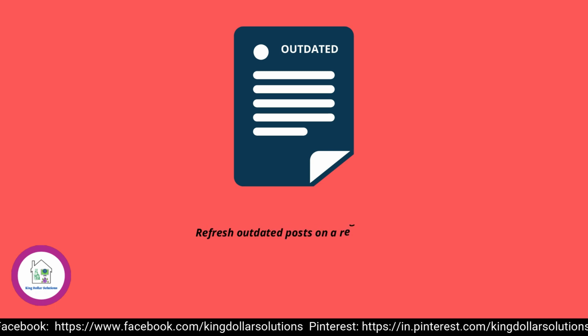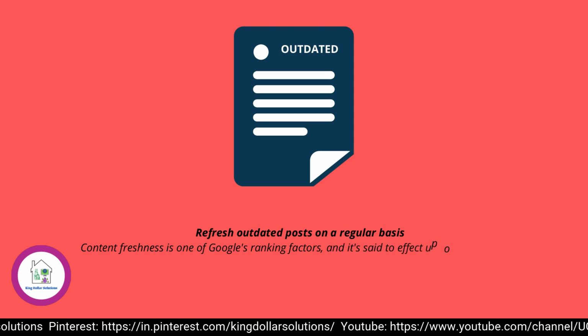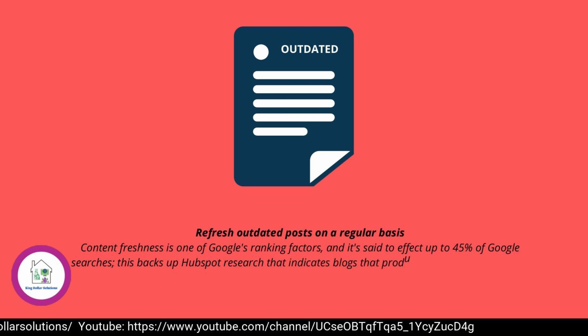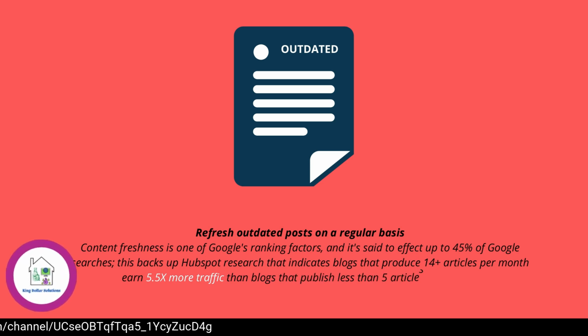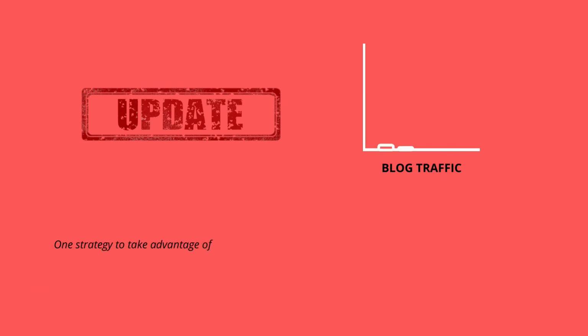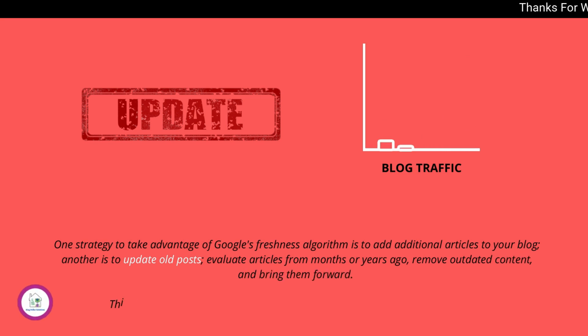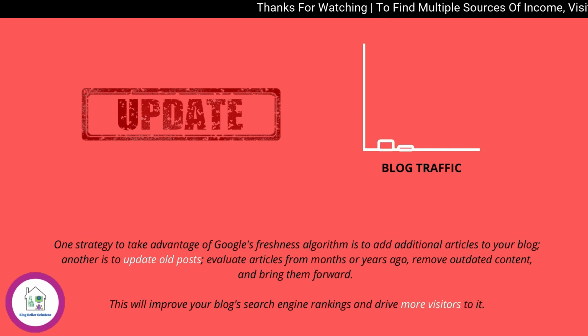Refresh outdated posts on a regular basis. Content freshness is one of Google's ranking factors, and it's said to affect up to 45% of Google searches. This backs up HubSpot research that indicates blogs that produce 14+ articles per month earn 5.5 times more traffic than blogs that publish less than 5 articles per month. One strategy to take advantage of Google's freshness algorithm is to add additional articles to your blog. Another is to update old posts. Evaluate articles from months or years ago, remove outdated content, and bring them forward. This will improve your blog's search engine rankings and drive more visitors to it.